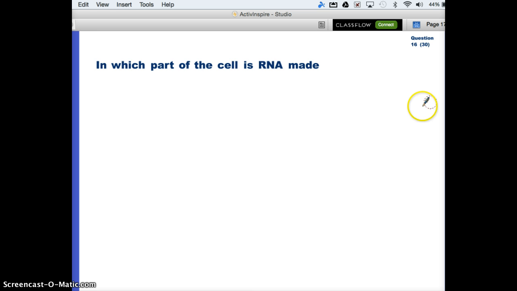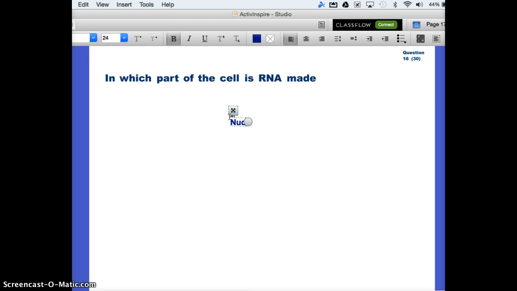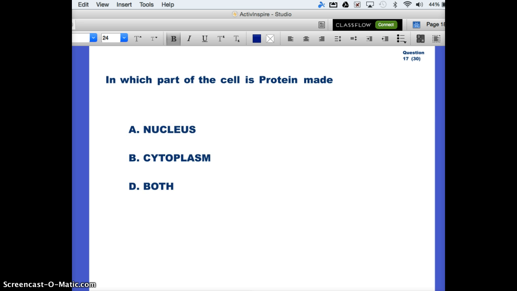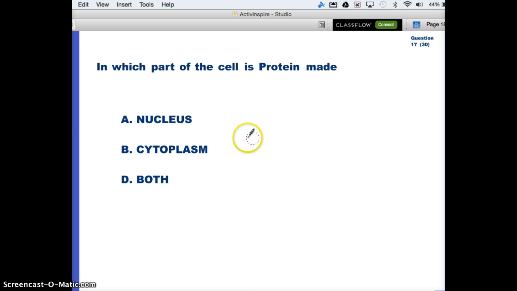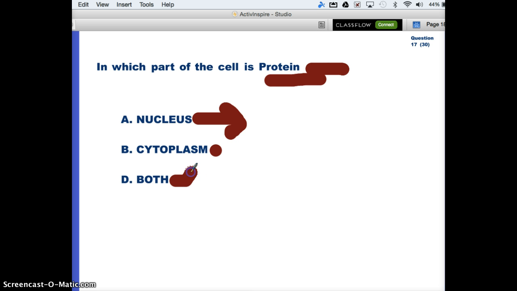RNA is made also in the nucleus of the cell. I'll type that for your reference. And then it can leave the nucleus, but it's made in the nucleus of the cell. The actual protein is made in the cytoplasm, but the protein production starts in the nucleus. So this is not really the best question. What part of the cell is used to make protein is a better question, and the answer is both.